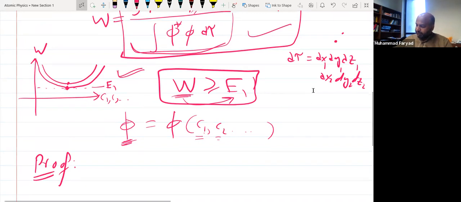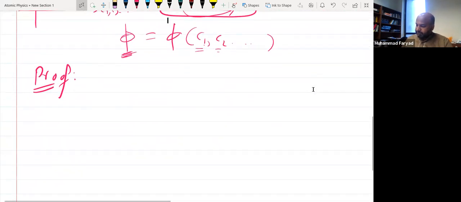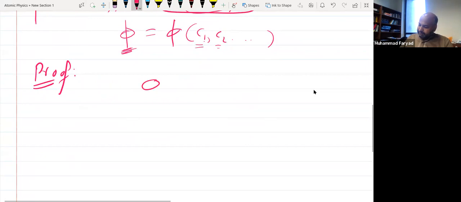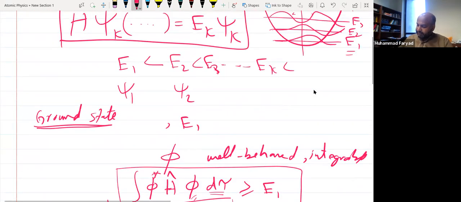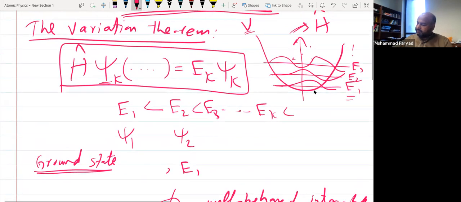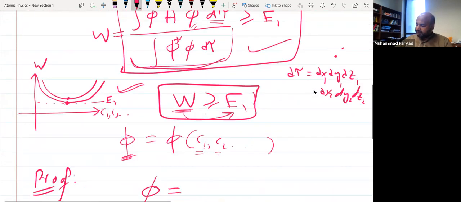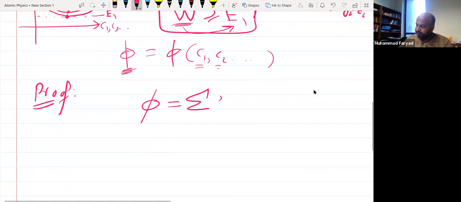So let's see the proof, and suppose that I have a phi, and since the psi k's, we know that the psi k's form a complete set. It means any function can be written in terms of the expansion of these eigenfunctions of the Hamiltonian operator. So let's say k goes from 1 to infinity in general.